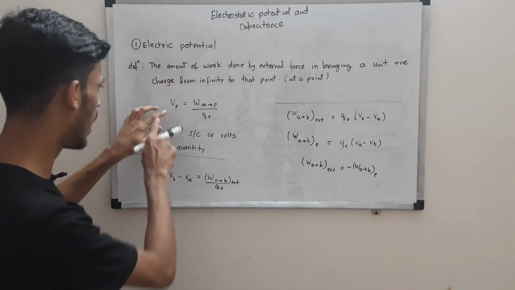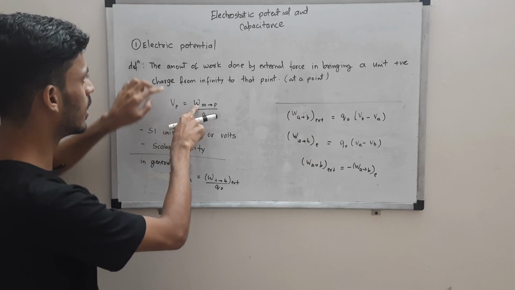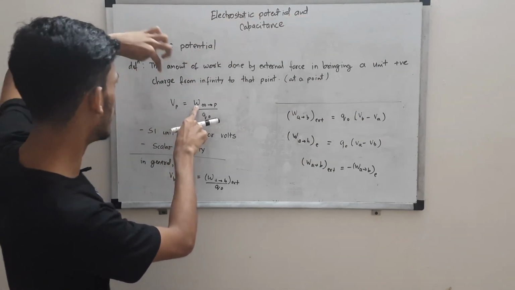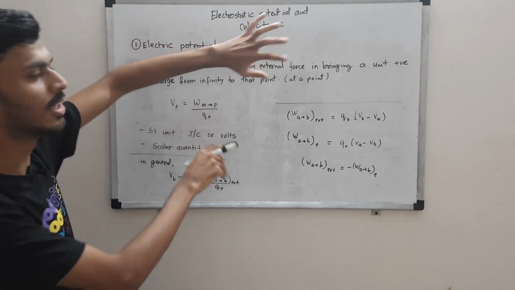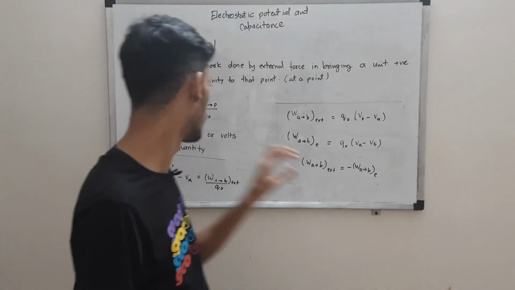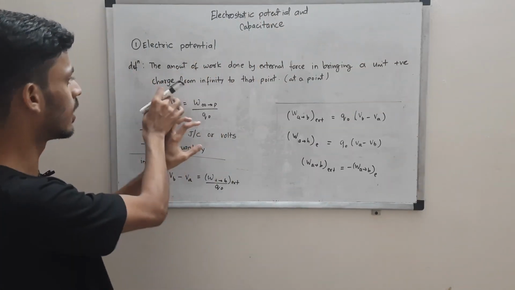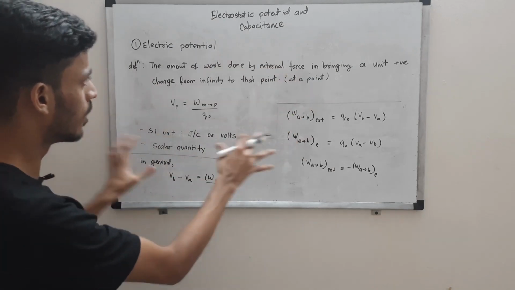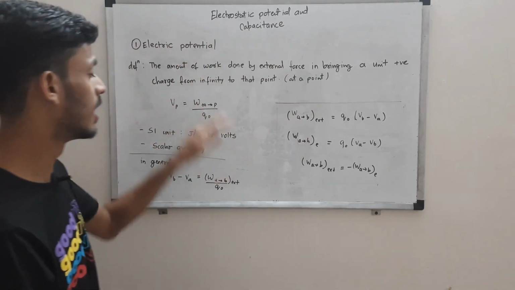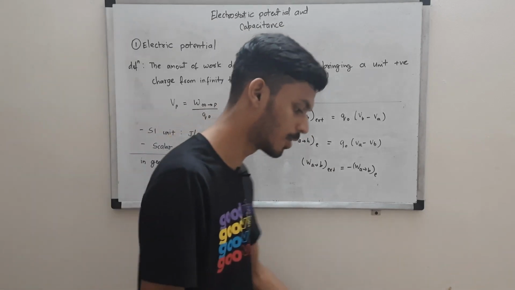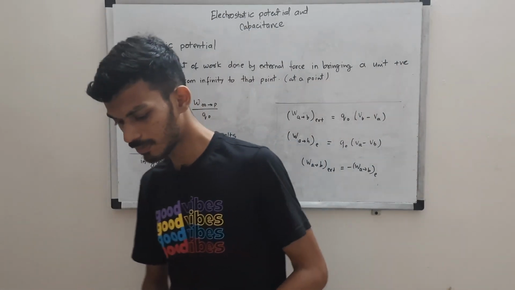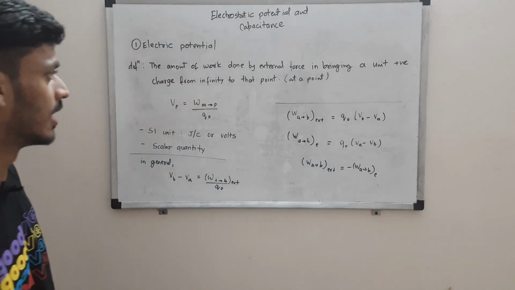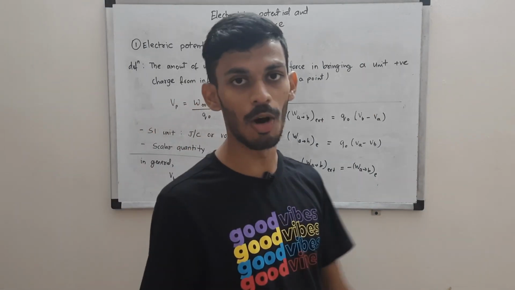So the potential at point P is the work done in bringing the charge from infinity to that point P divided by the charge. Here the charge is unit, so the value is 1. So basically the work done will be equal to the potential. That is how the potential is defined. Here we define it in terms of work done by the external force. You can also say it in terms of electrostatic force. We'll see the relation. They are acting in opposite sense.